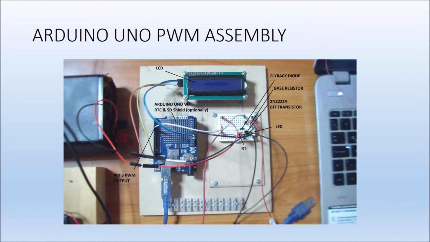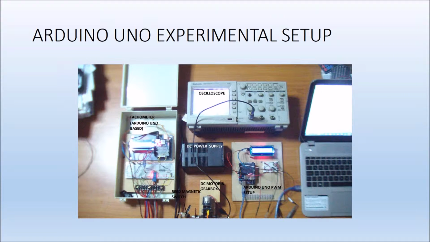And here's the experimental setup. I have the Arduino Uno, the liquid crystal display, which I use to see the values of the pulse width modulation. And here's a circuit which is very simple, and it's mainly the power circuit for the motor. Here's the entire experimental set. In addition, we have the tachometer, which is also Arduino Uno based, and here's the oscilloscope.